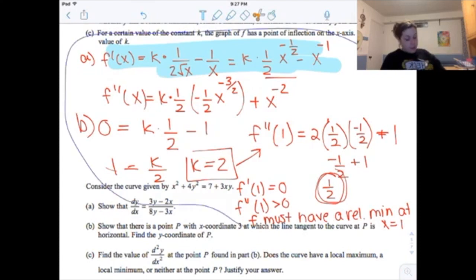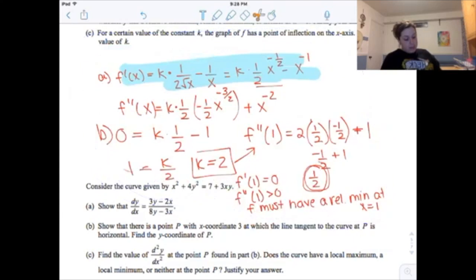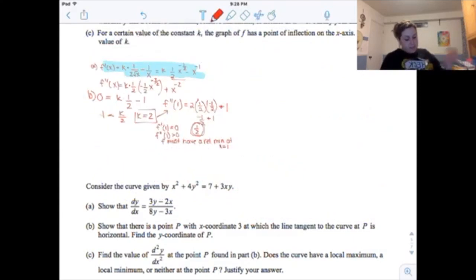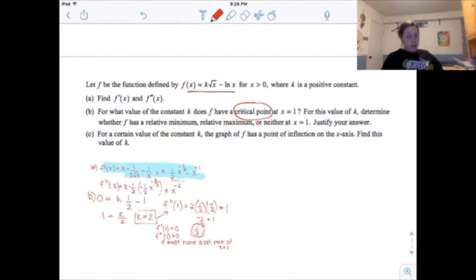Okay, send questions if you have them. Let's look at part C. This says for a certain value of k, the graph of f has a point of inflection on the x-axis.